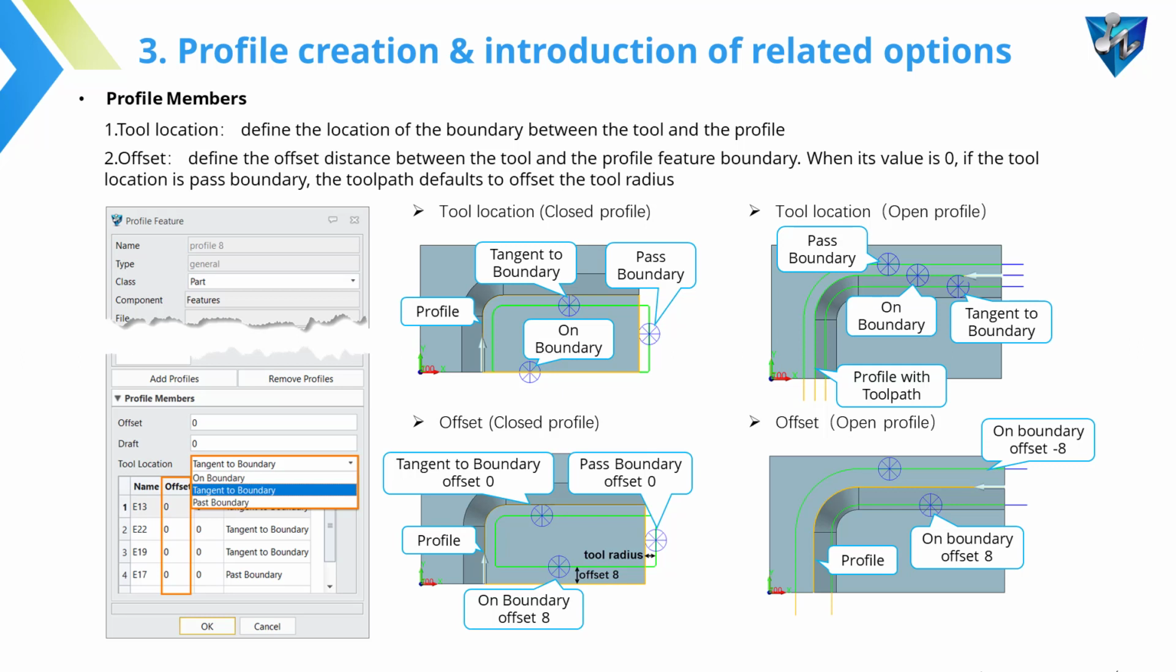The second one is offset. It is used to define the offset distance between the tool and the profile feature boundary. Here I posted two images. Tool location is on boundary. Offset value is -8 and 8 mm. You can see the differences. And I will have a detailed introduction in ZW3D later.